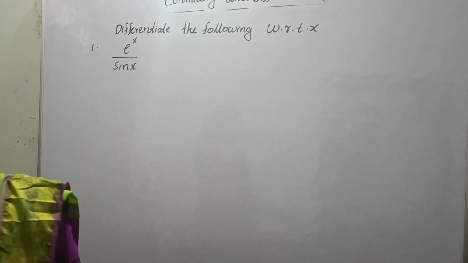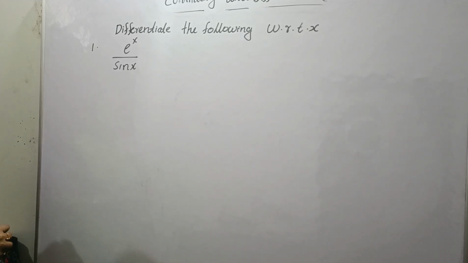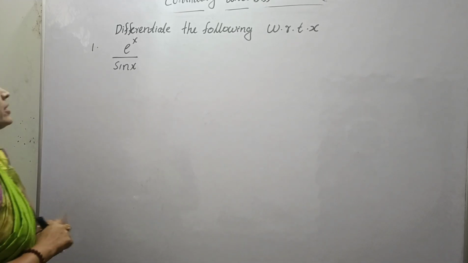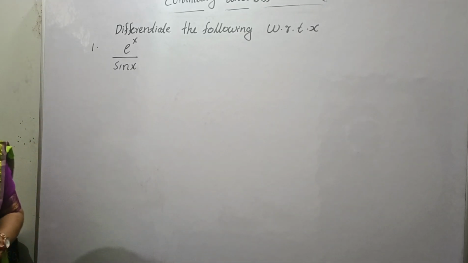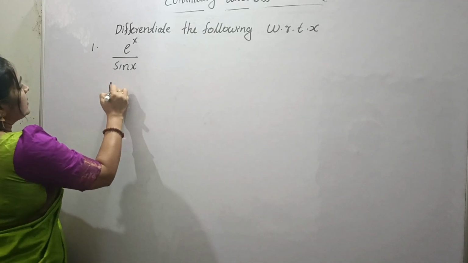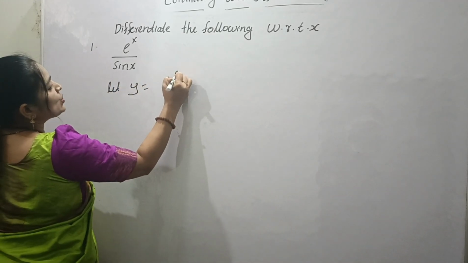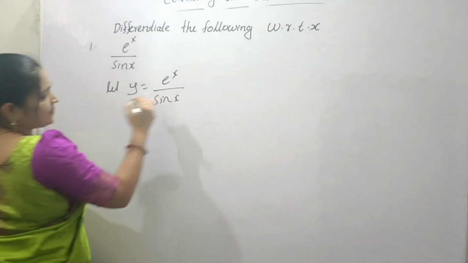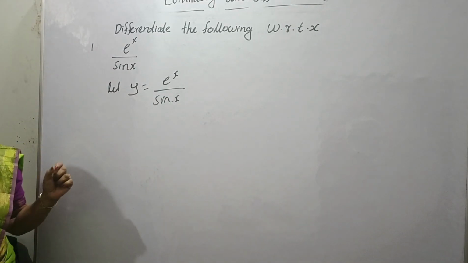Today we are going through exercise 5.4. First question, differentiate e raised to x divided by sin x with respect to x. So let y is equal to e raised to x divided by sin x.